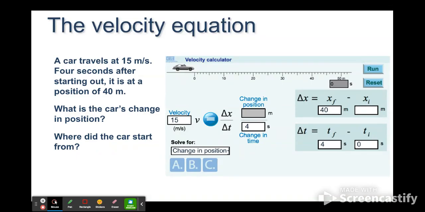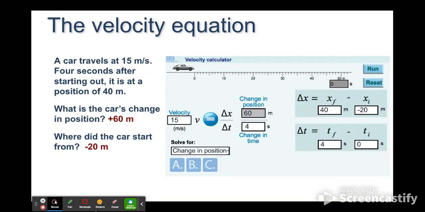A car travels at 15 meters per second. 4 seconds after starting out, it is at a position of 40 meters. That is a strange way of saying that only 4 seconds have transpired. And we still have our initial time at 0, but you're going to have to pay attention because they may add in where your starting time is not actually at 0. So what is the car's change in position? Where did the car start from are the questions that were being asked, which is different from just what the velocity is.